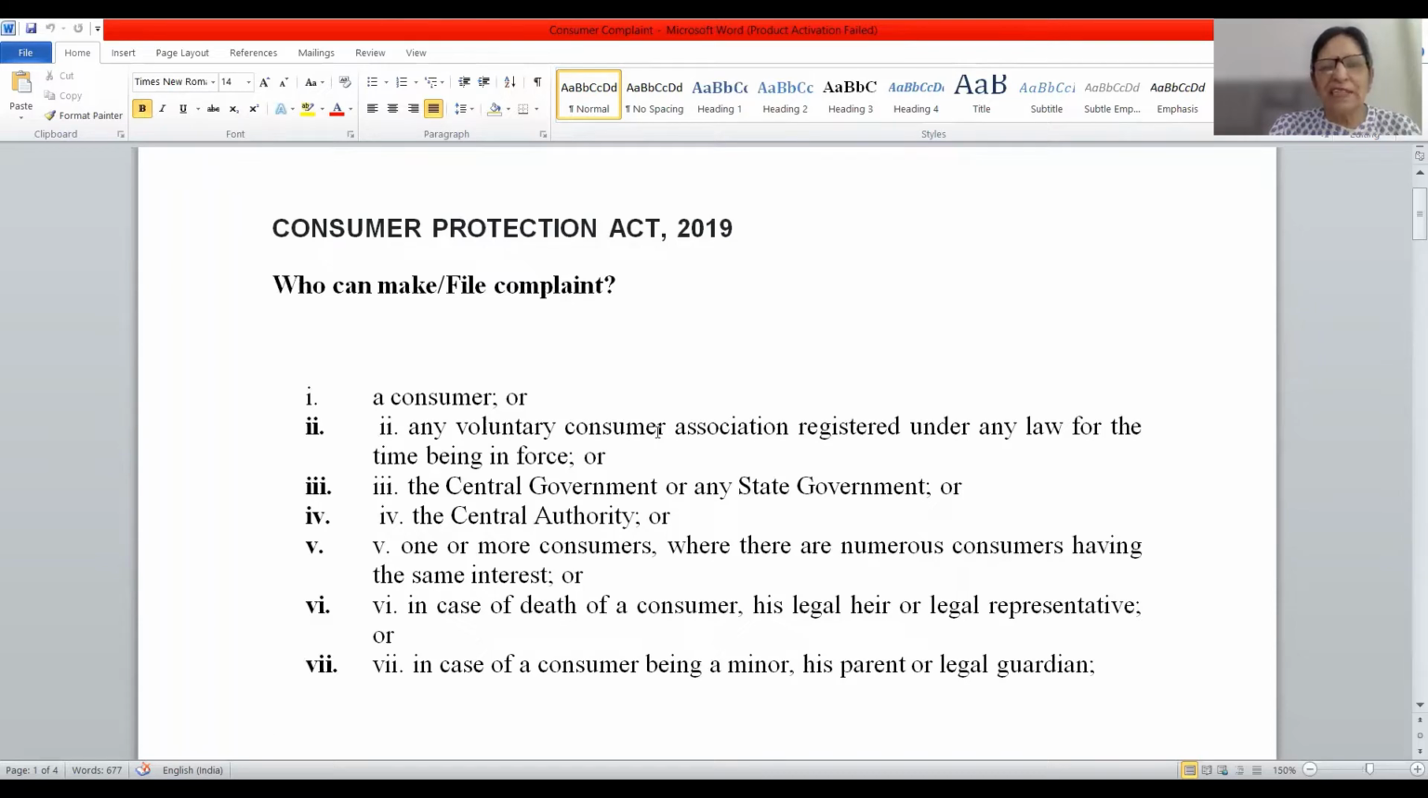Today, friends, I'll discuss the Consumer Protection Act 2019. This Consumer Protection Act 2019 has replaced the three-decade-old Consumer Protection Act 1986. So friends, we all know that sometimes consumers are cheated and deceived. Then what protection has been given to the consumer under the Consumer Protection Act 2019?